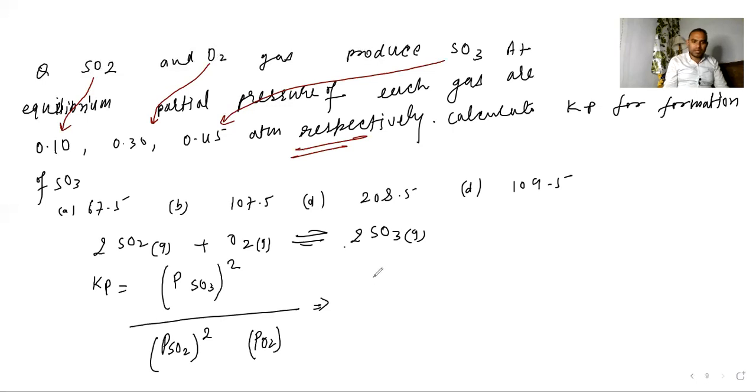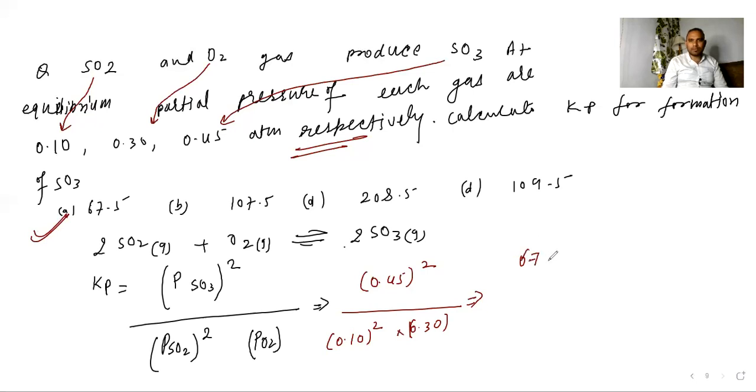SO3 means 0.45 squared, divided by 0.10 for SO2 squared, and O2 is 0.30. So let's try to multiply this. The upper one is coming to 67.5. So this is 67.5, and you got Kp. This is the way we calculate Kp problems.